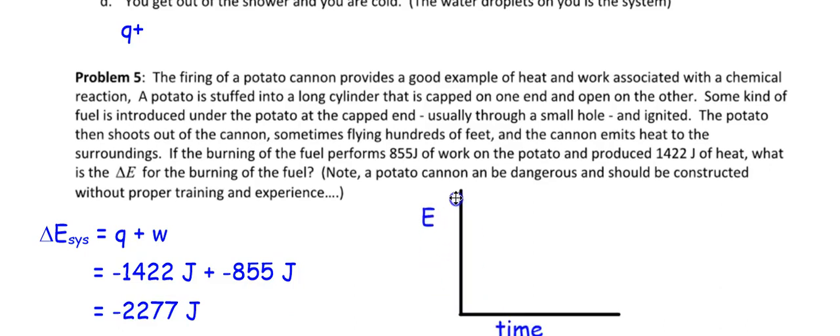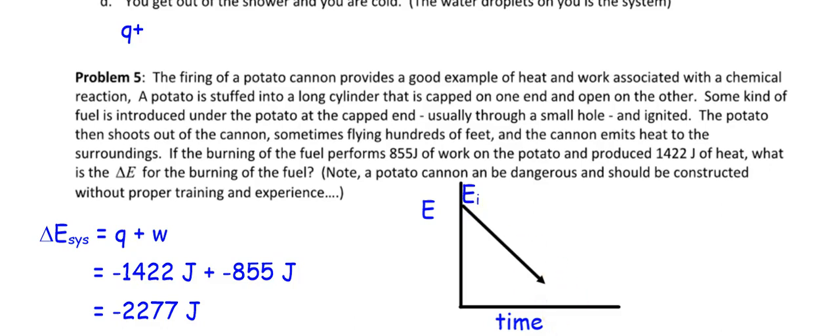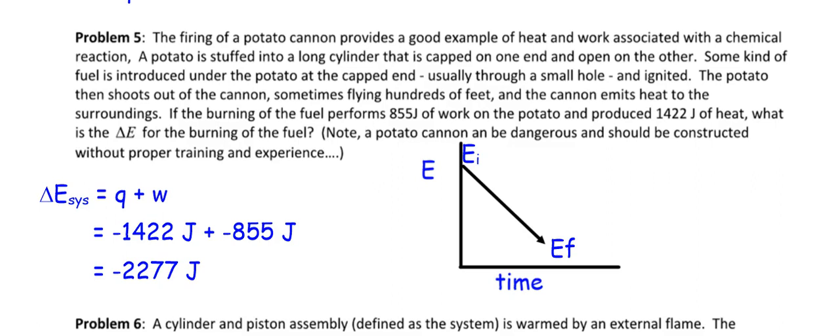So let me show you a graph that goes along with this. Remember this graph from before? So what does this mean? That the E of the system is losing. Final minus initial is going to be a negative number. So the energy of the system starts off high, loses energy, and becomes lower. How much lower? That much lower. So if I take EF minus EI, I get negative 2,277 joules.